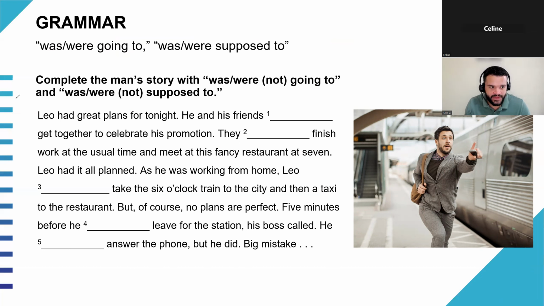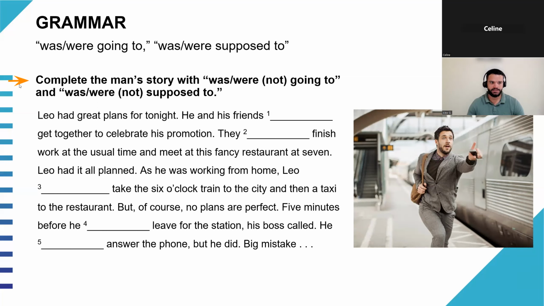Let's take a look at the next one. Here it says, was, were, going to, was, were, supposed to. So now we're talking about the past of the continuous form. So let's read the instructions here. Celine, can you read this? Complete the main story with was, were, not going to, and was, were, not supposed to.